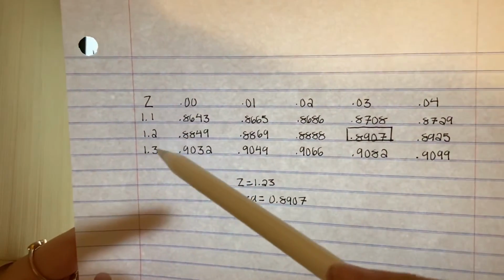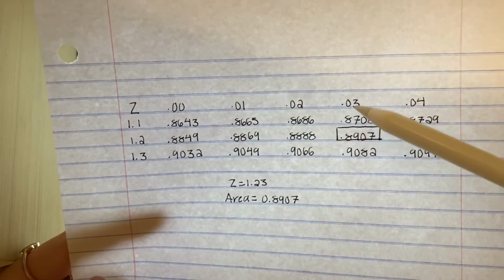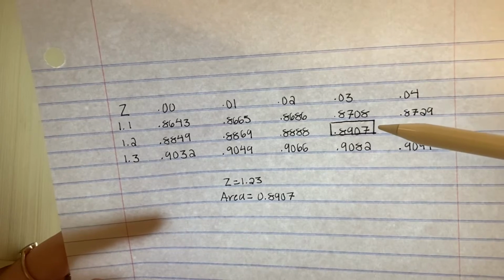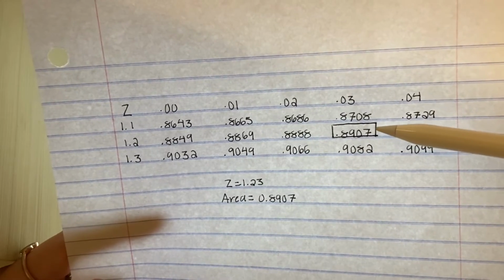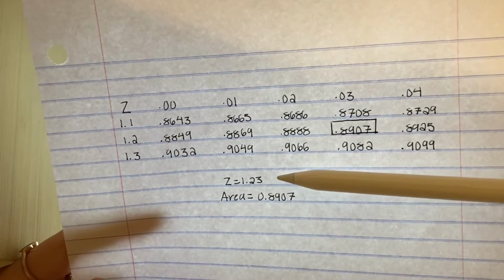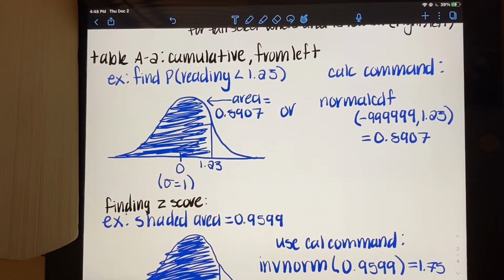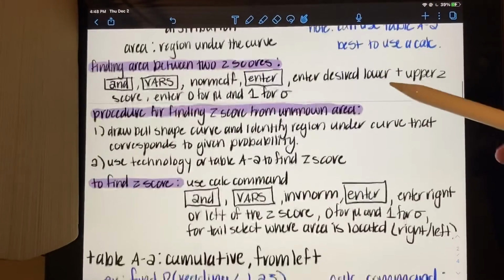We see 1.2, and we're going to go all the way over to 0.03. These intersect right here, and what intersects is 0.8907. So our z-score is 1.23, and our area, which is our shaded region, is 0.8907. And that's essentially how you would use the A-2 table, or as I explained, our more reliable source would be our calculator. So you're going to go back up and you're going to use our calculator command.